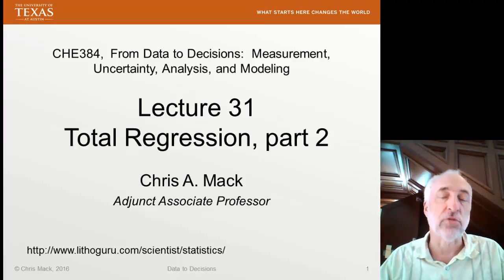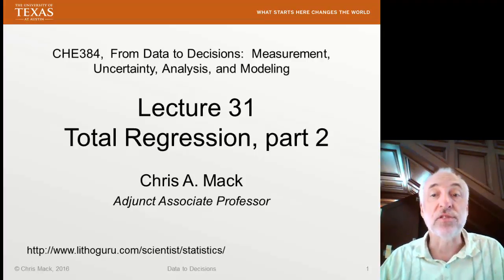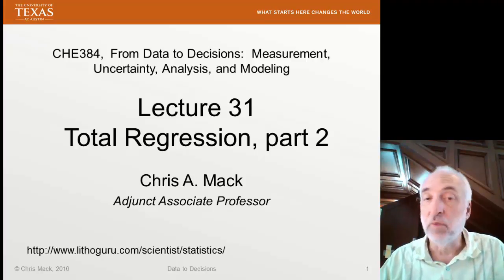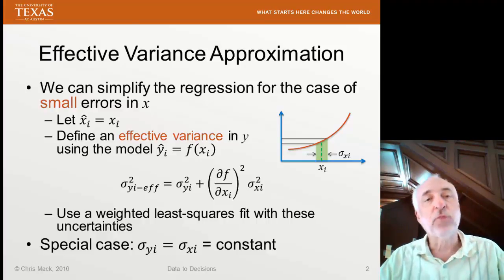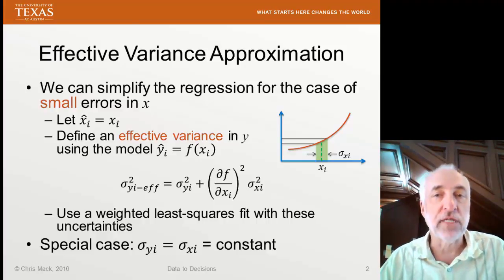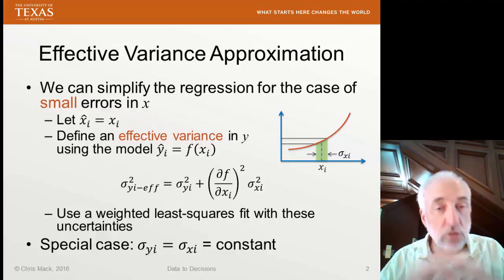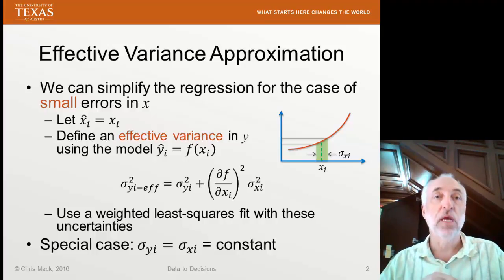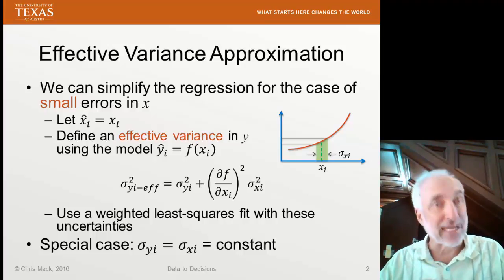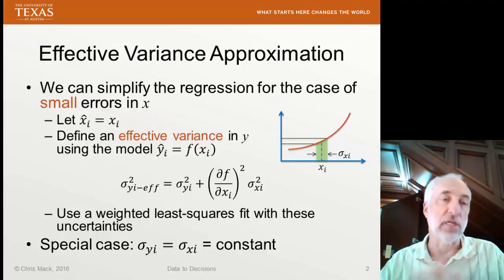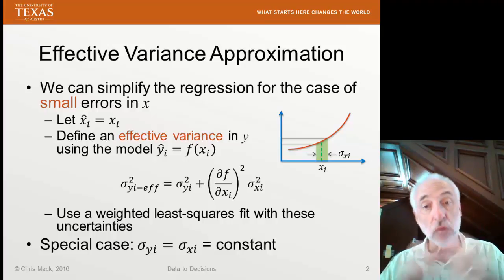I'm Chris Mack, your instructor for this class, and this is the second part of a multiple-part series of lectures on the topic of total regression. In the first part, we talked about the effective variance approximation. The idea of total regression is that there is potentially some variation in the variables we are regressing against, the predictor variables or regressors, which will influence the way the regression works.